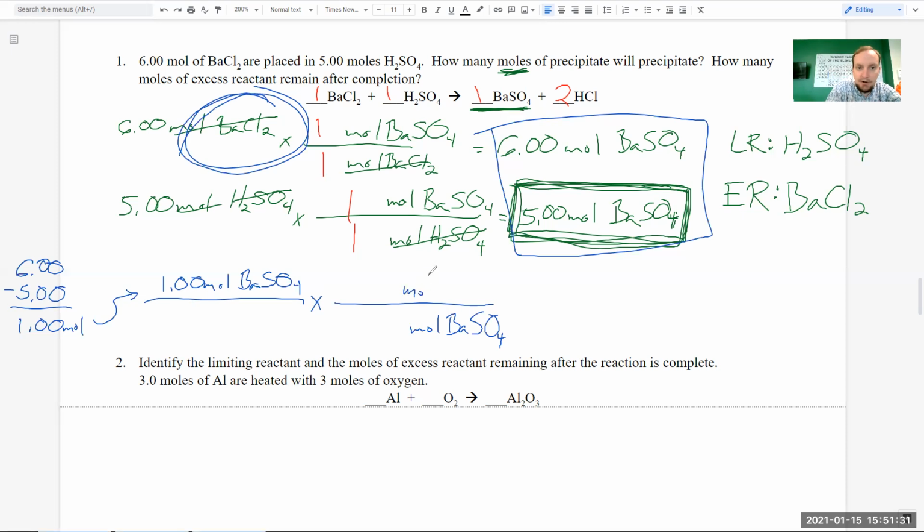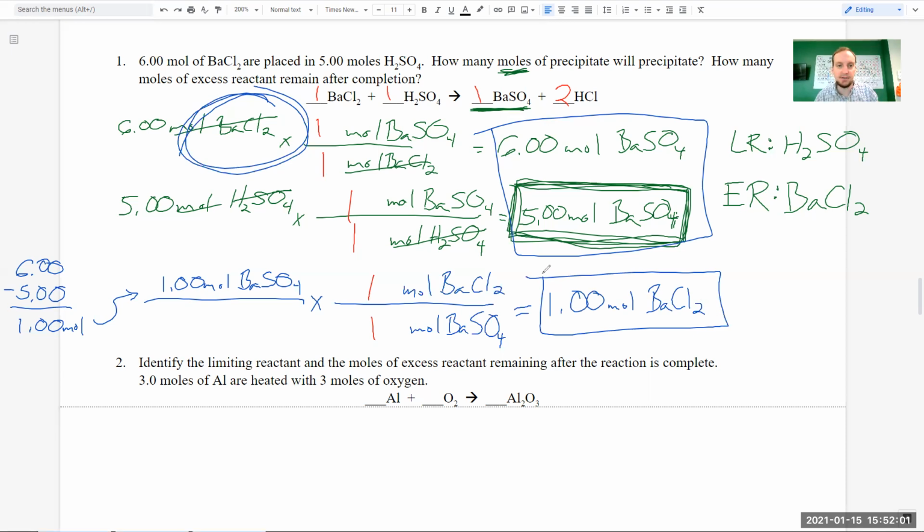So our excess is BaCl2. Again, from the chemical equation, BaSO4 is right here. It's a 1. BaCl2 is right there. It's also a 1. So again, not surprisingly, 1 times 1 divided by 1 is still going to be 1 mole of our excess reactant.